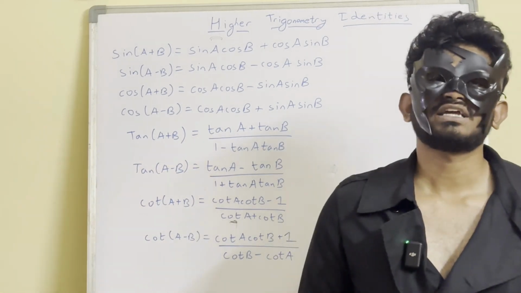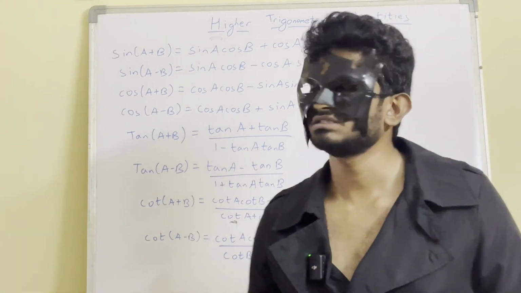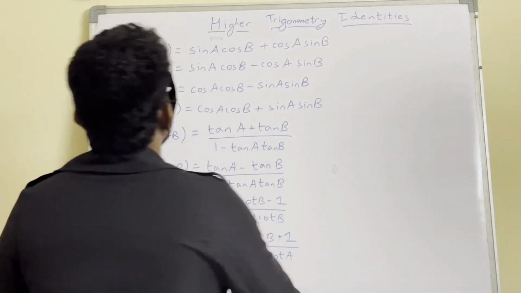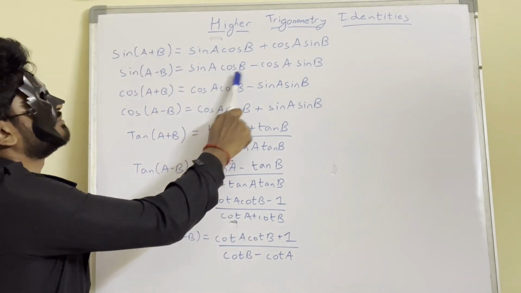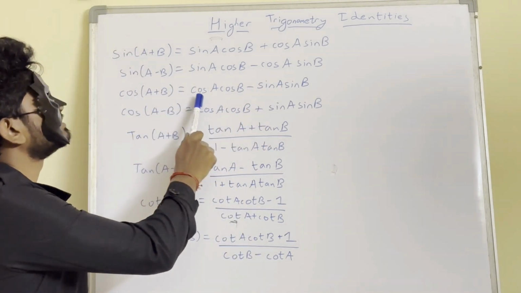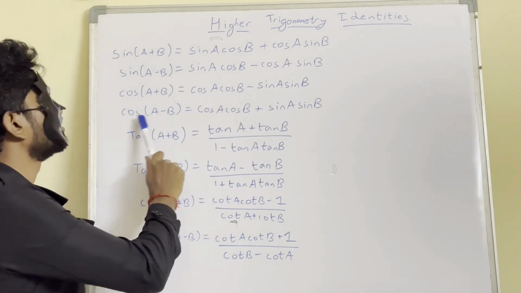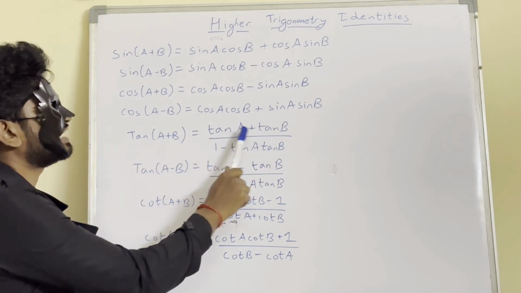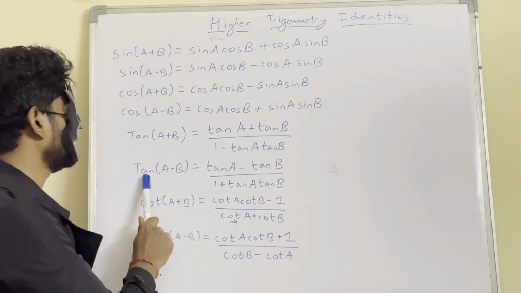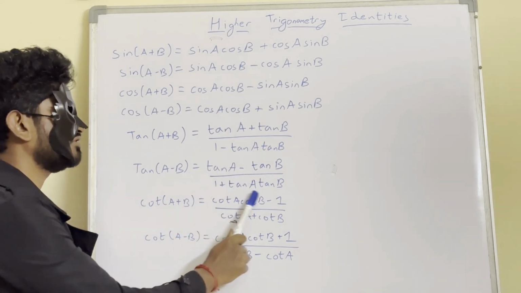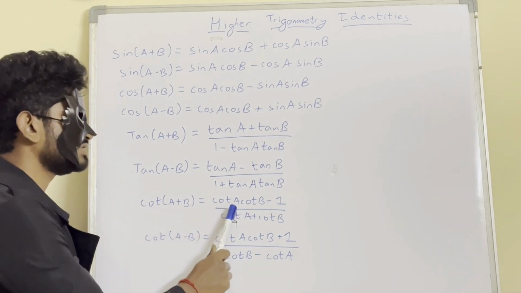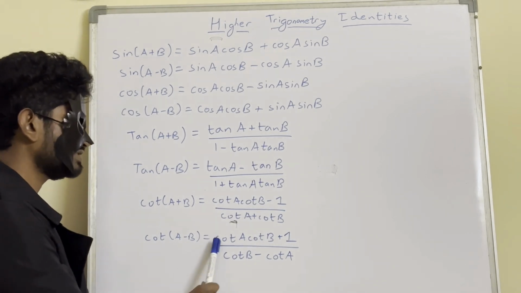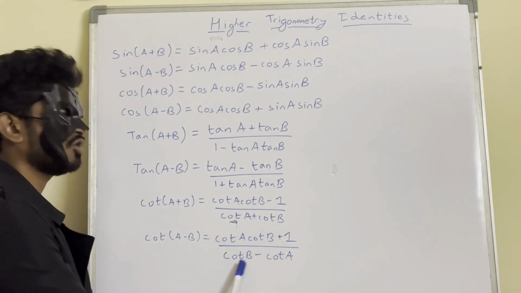So superhumans, other higher trigonometry identities which I recommend you to learn are: sin A plus B is equal to sin A cos B plus cos A sin B. Sin A minus B is equal to sin A cos B minus cos A sin B. Cos A plus B is equal to cos A cos B minus sin A sin B. Cos A minus B is equal to cos A cos B plus sin A sin B. Tan A plus B is equal to tan A plus tan B by 1 minus tan A tan B. Tan A minus B is equal to tan A minus tan B by 1 plus tan A tan B. Cot A plus B is equal to cot A cot B minus 1 by cot A plus cot B. Cot A minus B is equal to cot A cot B plus 1 by cot B minus cot A.